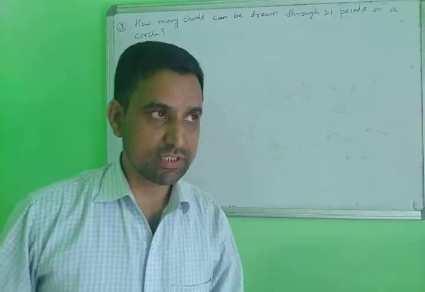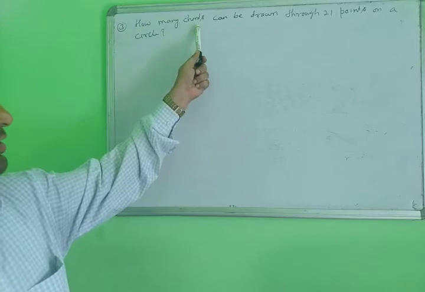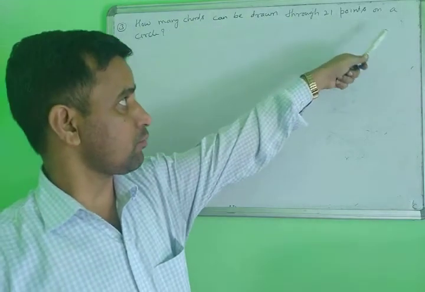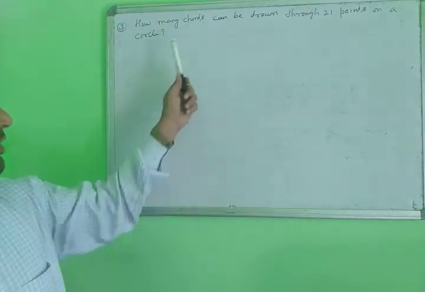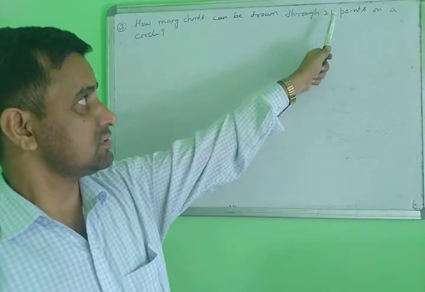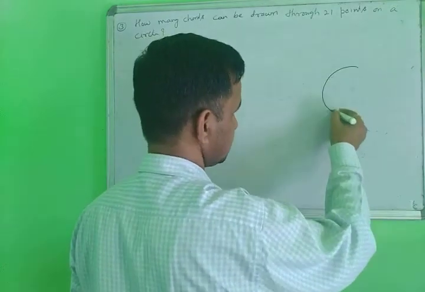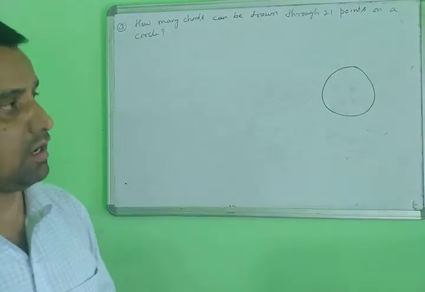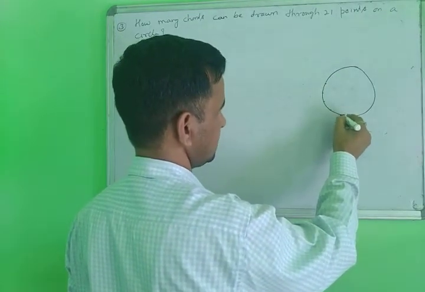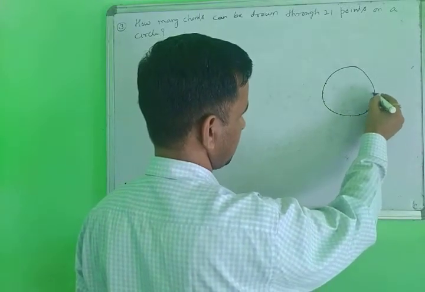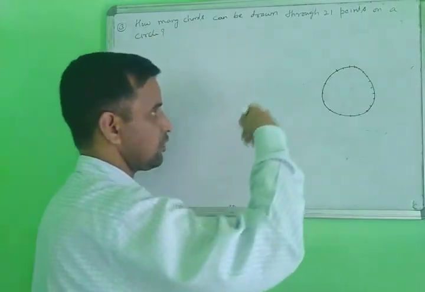Yes, students, the next question is the word problem of this exercise. How many chords can be drawn through 21 points on a circle? This is a combination word problem of this type. Given points here 21, and how many chords can you draw. Suppose this is a simple circle. You are taking here 21 points: 1, 2, 3, 4, 5, 6, 7, 8, 9, 10, 11, 12, 13, 14, 15, 16, 17, 18, 19, 20, 21. 21 points are you taking.